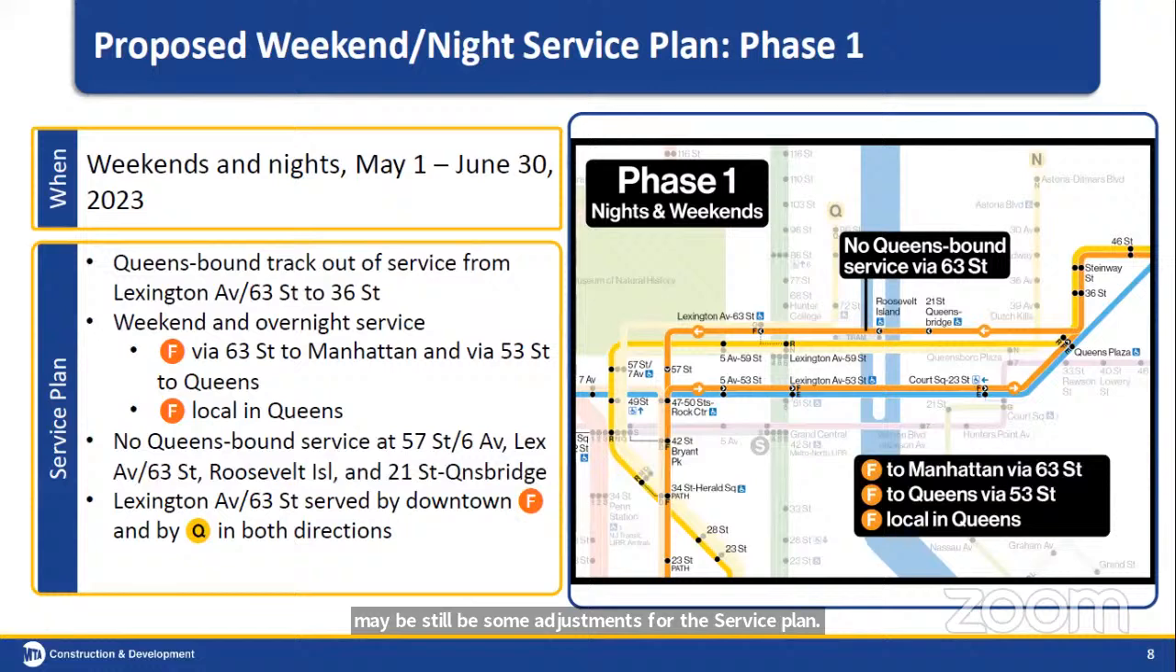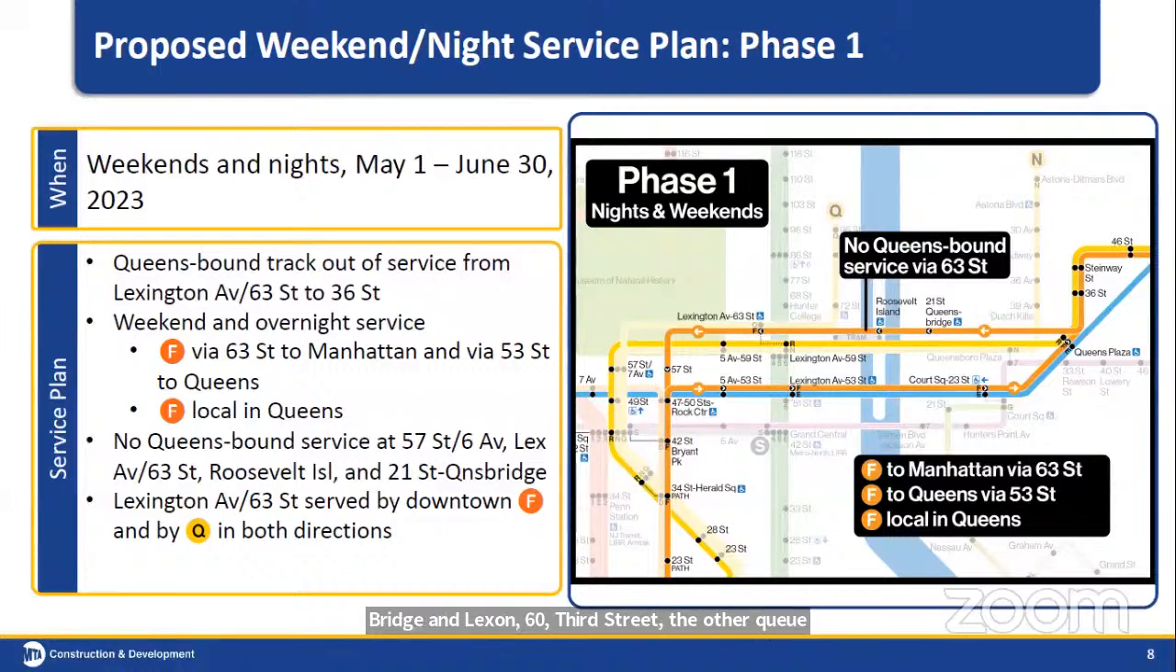Weekends and late nights service is a little different since the M doesn't operate along Queens Boulevard. Nights or weekends, the F replaces what the weekday daytime M does in this phase. The F will be one-way 63rd Street service, Manhattan bound, and 53rd Street Queens bound, and operate local in Queens. And still no Queens bound service at 57th Street-6th Avenue, Roosevelt Island, 21st Street-Queensbridge, and Lexington-63rd Street, though the Q will serve this station in both directions.